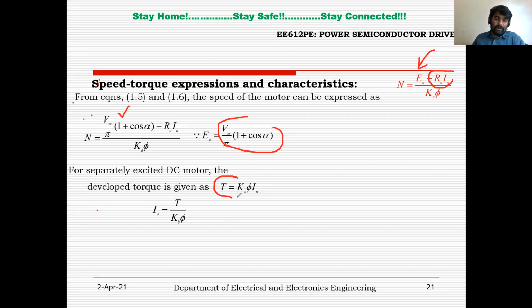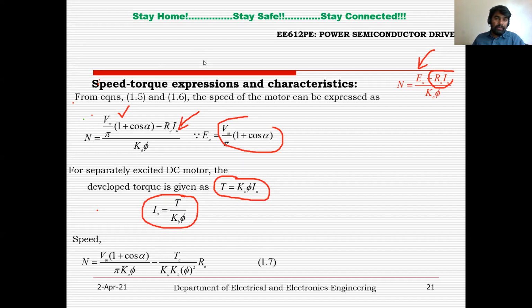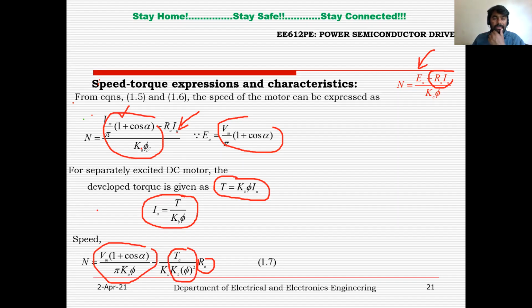Then I can write torque equal to KB flux into IA, or in other words, IA equal to torque divided by KFI. Because here we need to convert the speed into some other known factors, right? So if I substitute here, it is Vm by pi (1 plus cos alpha) divided by KFI. So this is the first term, minus RA into what is IA here? IA equals torque divided by KB phi here. So already in the denominator KFI is there, so KB phi square into RA.